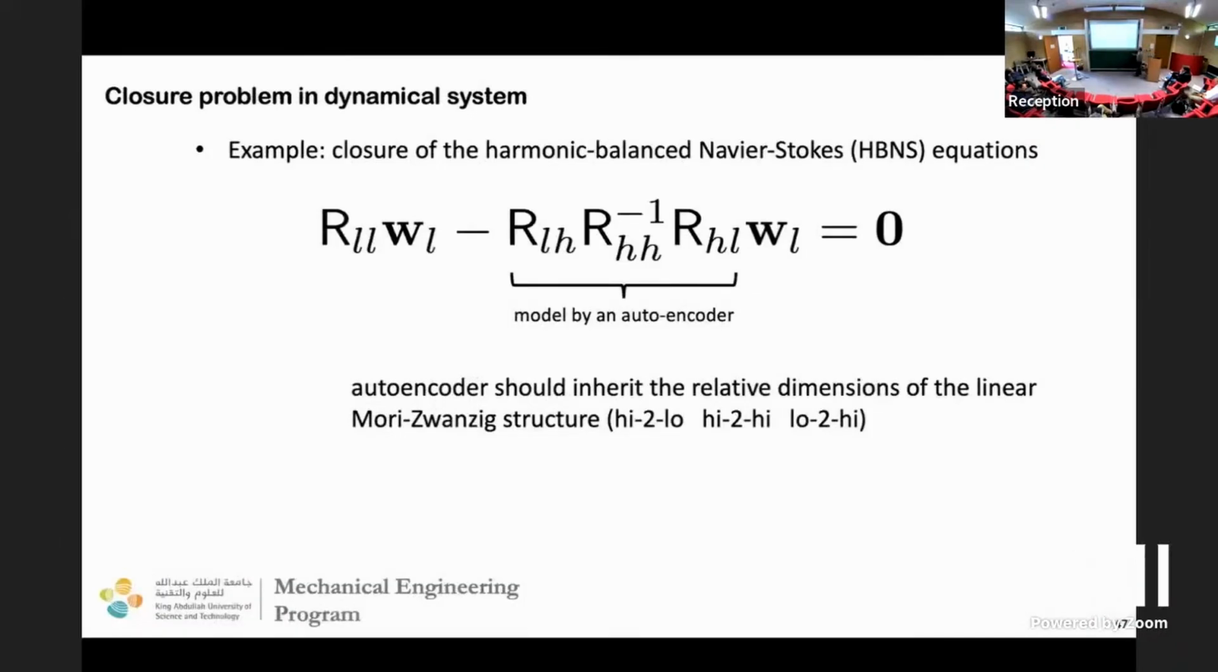So it's actually this one that is modeled by an autoencoder, and the autoencoder should inherit the relative dimensions of the linear, and that's the Morris-Swansea structure. So it should go low to high on this side, then high to high in the middle, and high to low on the left side. Okay? So we just carry this over as the architecture of our autoencoder.